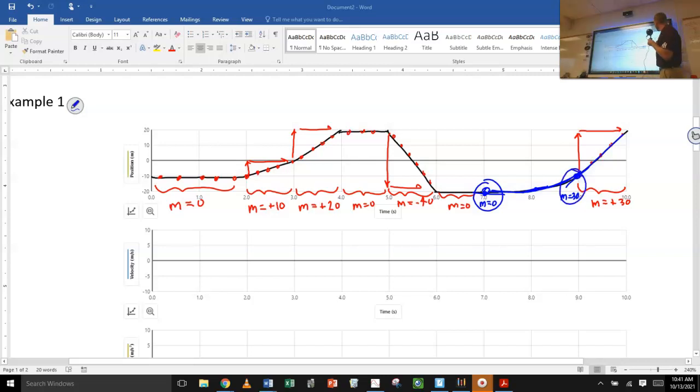And maybe you can be clever and, oh, look, that's the same slope as what this was. Maybe you have to draw a tangent line and take your slope. But whatever you do, you have to find the slope at the end and go from there.